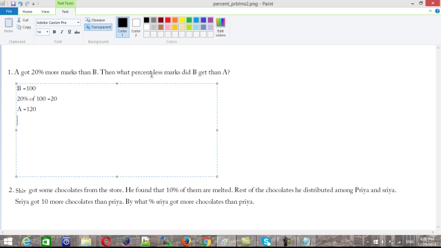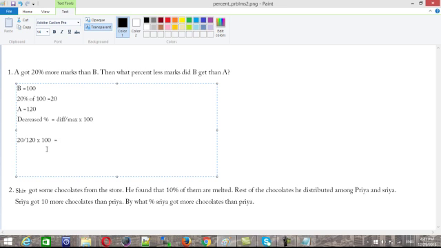Then he asks, what percentage less marks did B get than A? In this case, we have to find the decreased percentage. As I already told you, decreased percentage is equal to difference by maximum value into 100. So here the difference between A's marks and B's marks is 20, divided by the maximum marks among these two values, that is 120. So 20 by 120 into 100.